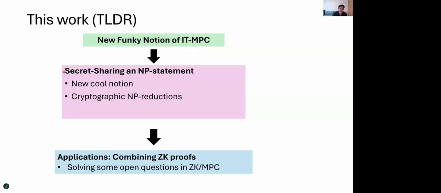And I want to say that coming up with the right definition of this notion of MPC secret sharing is somewhat subtle. On one hand, you want something which is strong enough for the application, on the other hand, weak enough so that you can realize it. And this is going to be a somewhat delicate task. And maybe one of the key contributions of this work is to suggest such a definition that works in both ways. So we're going to spend some time trying to understand what is the right notion of secret sharing for an NP statement.